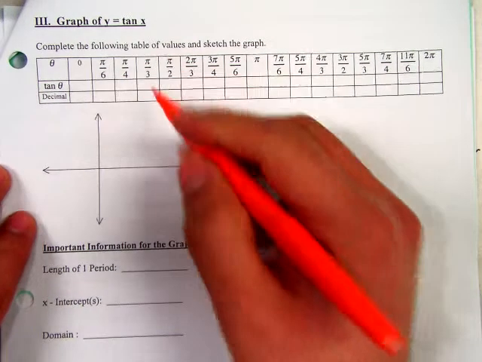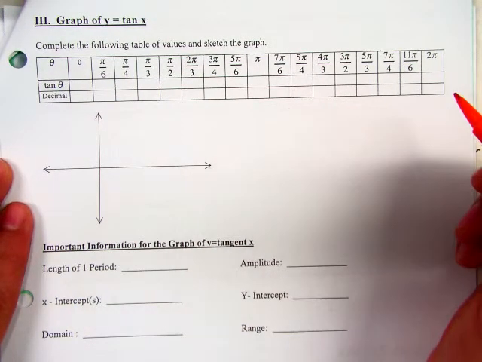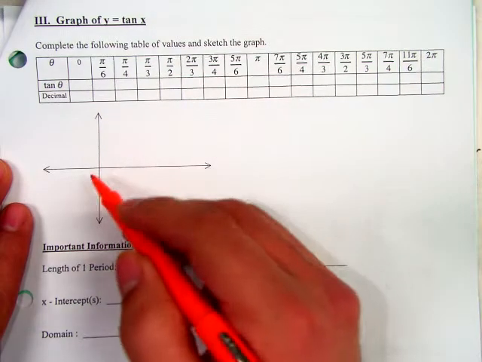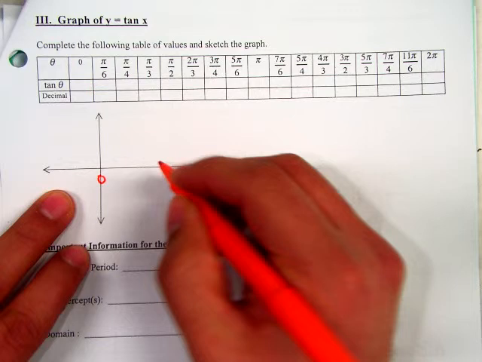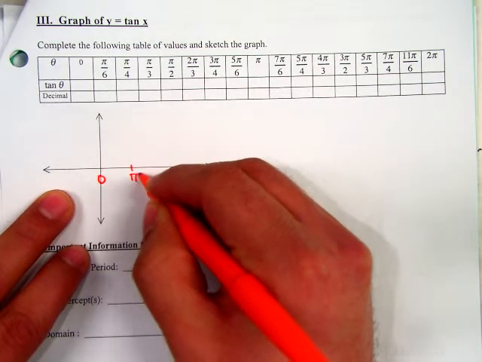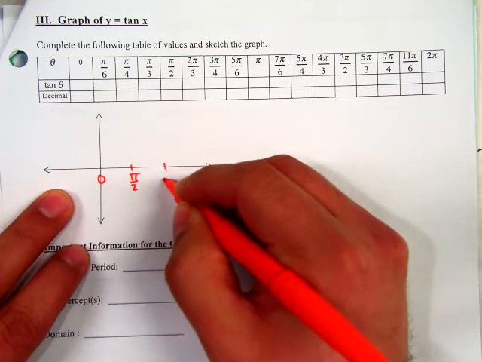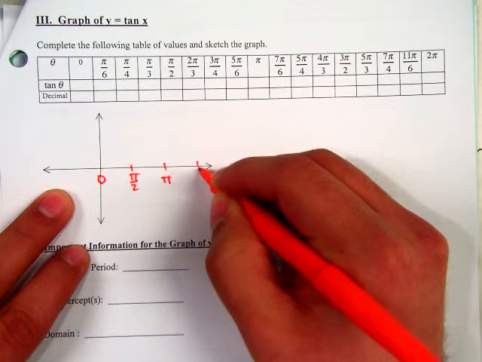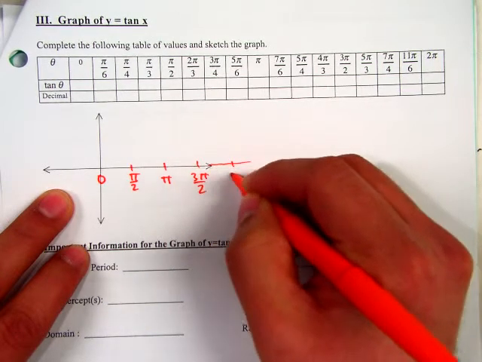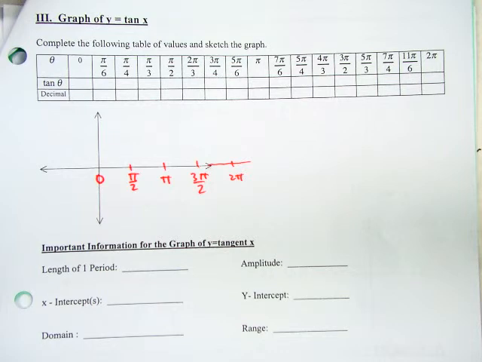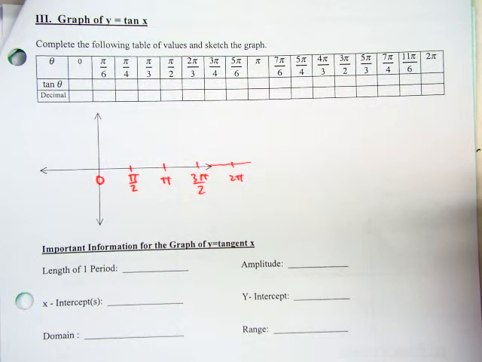All right, so for the tangent graph, I'm kind of just going to start filling in some points, like 0, the usual, pi over 2, pi, 3 pi over 2, 2 pi. And then we're going to figure out where the tangent graph is for all of these and see if this helps us, okay?